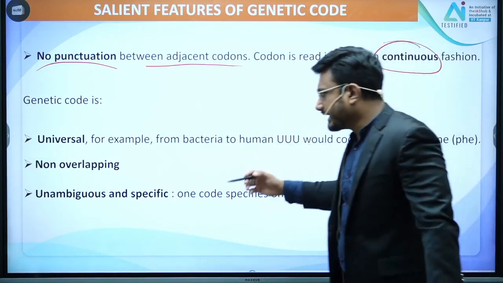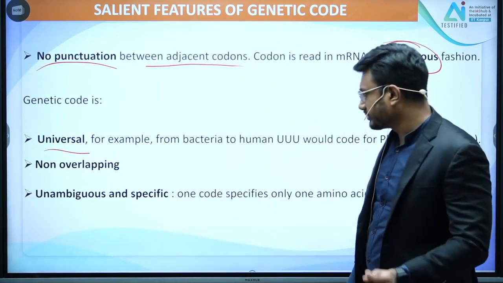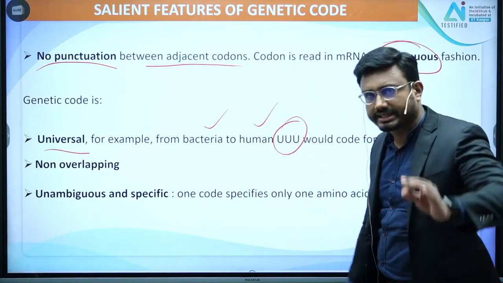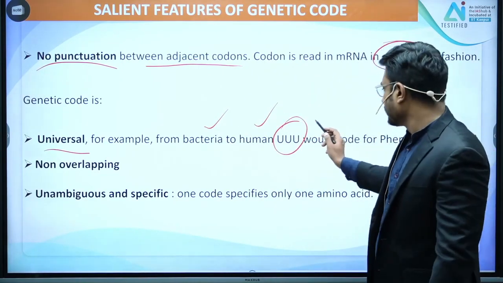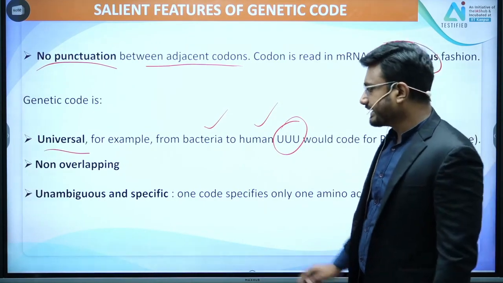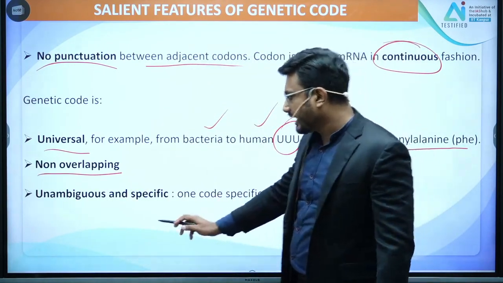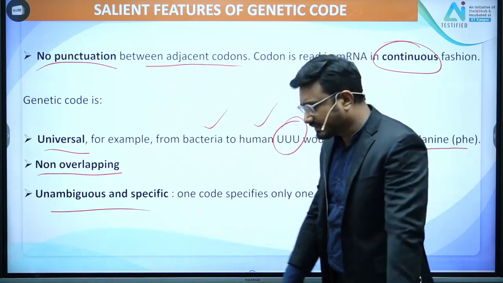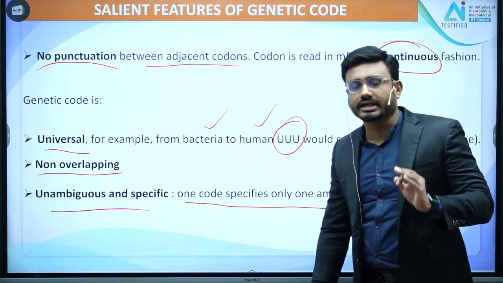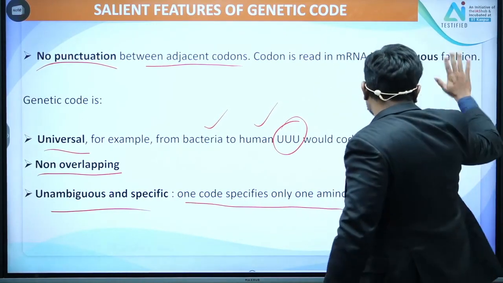The genetic code is universal in nature. What does universal mean? It means that in both bacteria and human, if there is a genetic code UUU, it will code for phenylalanine in both the bacteria and the human beings. It is non-overlapping in nature. It is also unambiguous and specific in nature, that is, one code specifies only one amino acid. Now let us move to the next important concept.